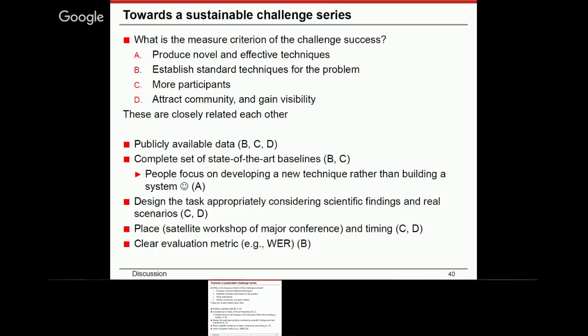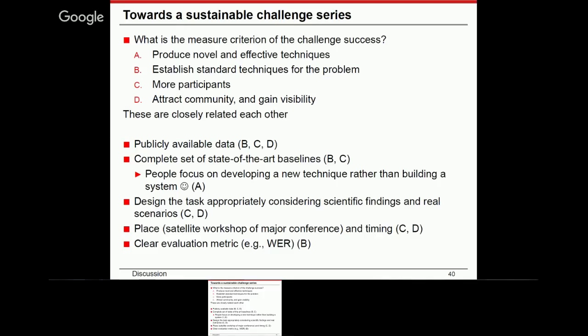of the challenge success. Of course, number one must be to produce novel and effective techniques. That is quite difficult for us to control. And establish standard techniques for the problem, more participants, attract community and gain visibility. These kinds of things can be a measure for us to design the challenge tasks. Of course, these are closely related to each other, but I just listed this as the evaluation measure.